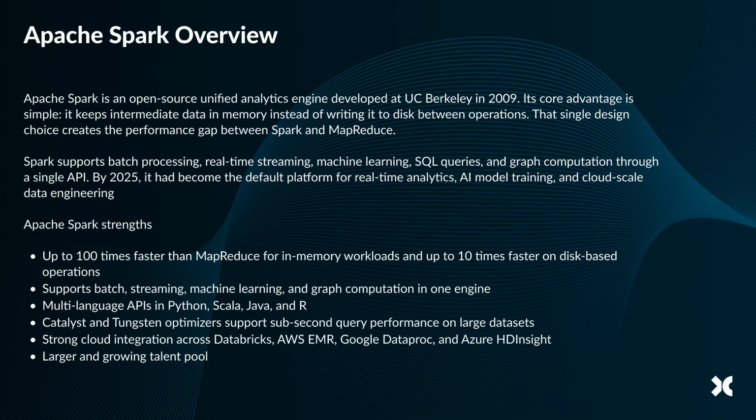Apache Spark strengths: up to 100 times faster than MapReduce for in-memory workloads and up to 10 times faster on disk-based operations. Supports batch, streaming, machine learning, and graph computation in one engine. Multi-language APIs in Python, Scala, Java, and R. Catalyst and Tungsten optimizers support sub-second query performance on large datasets. Strong cloud integration across Databricks, AWS EMR, Google Dataproc, and Azure HDInsight. Larger and growing talent pool.